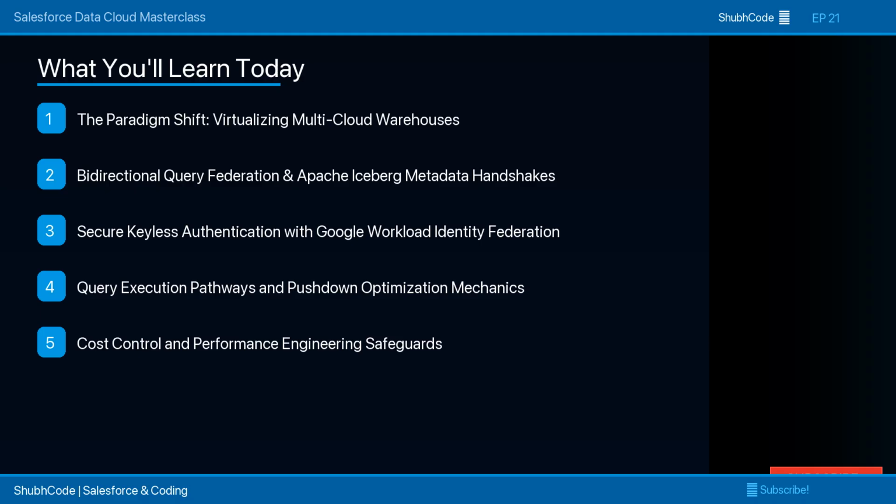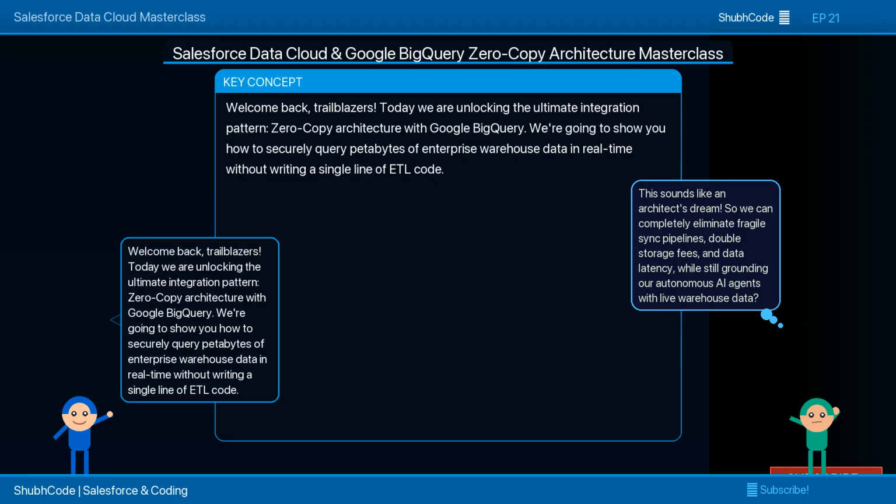Here's what we're covering today. The paradigm shift, virtualizing multi-cloud warehouses, then Bidirectional Query Federation and Apache Iceberg Metadata Handshakes, then secure keyless authentication with Google Workload Identity Federation, then query execution pathways and pushdown optimization mechanics, then cost control and performance engineering safeguards. Stay for the last one, it's the piece most tutorials miss. Let me explain this simply.